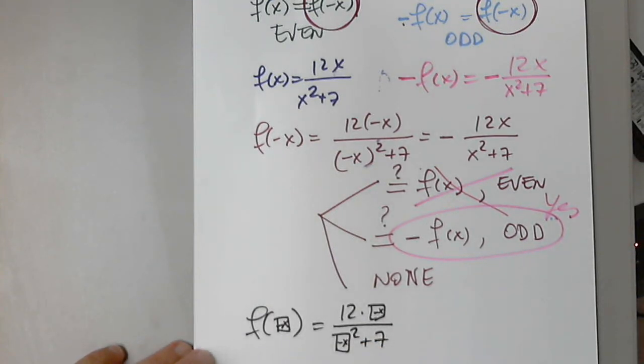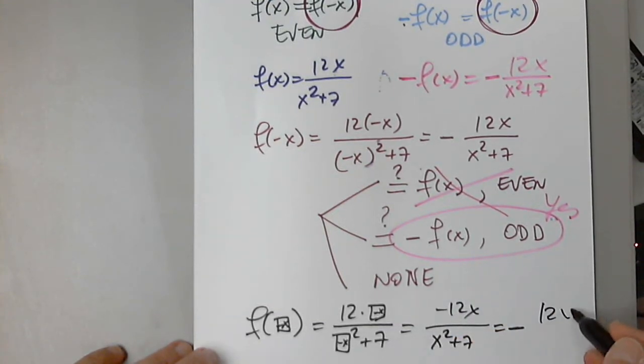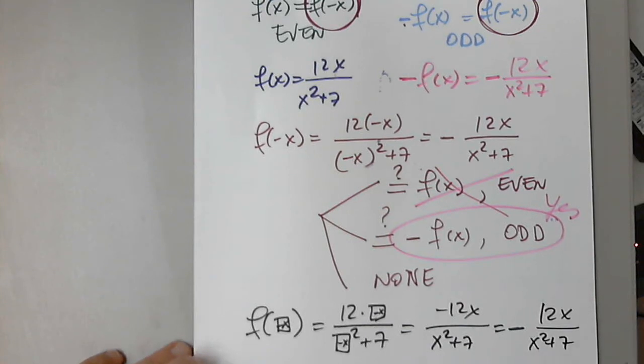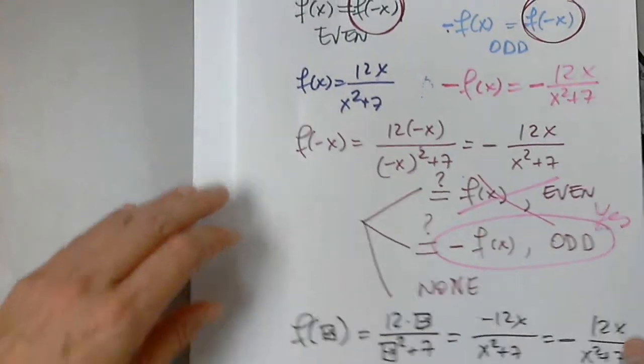Is that okay so far? Okay, so 12 times negative x is negative 12x over, and this is clear, x squared, right? A negative divided by a positive is negative: negative 12x over x squared plus 7. Now, if I consider both top and bottom negative, then I change the whole sign. So if the top is negative and the bottom is positive, then the whole thing is negative. Better? Perfect. Any questions here? Okay.